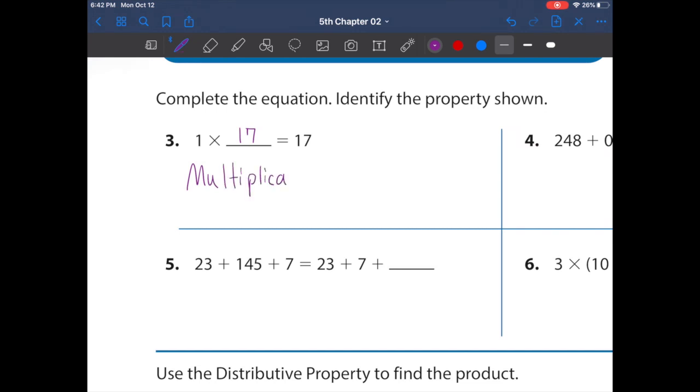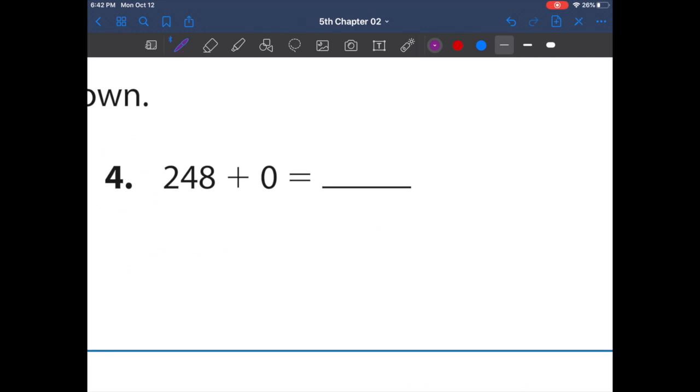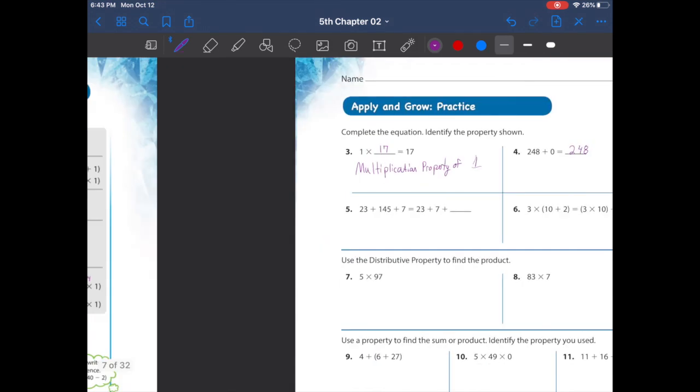So let's identify it. That's the multiplication property of 1. Well, what is this one? Let's see. 248 plus 0 will get us what? 248.